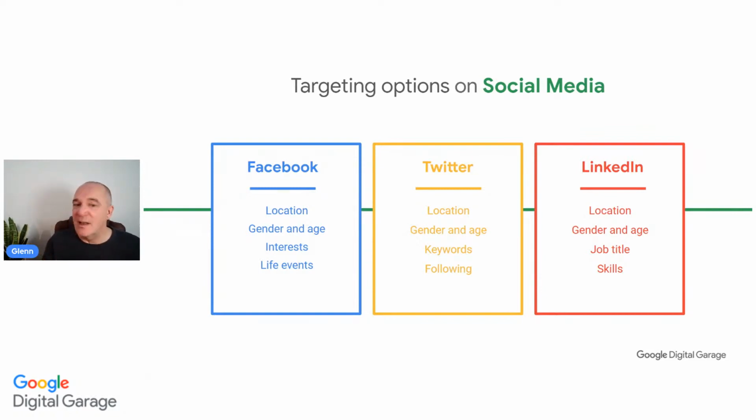With Twitter, we're looking at location, gender and age, keywords, and who they're following, because on Twitter you follow. On LinkedIn, we're looking at location, gender and age, job title and skills, because again, that's the information that you put into a platform like LinkedIn.